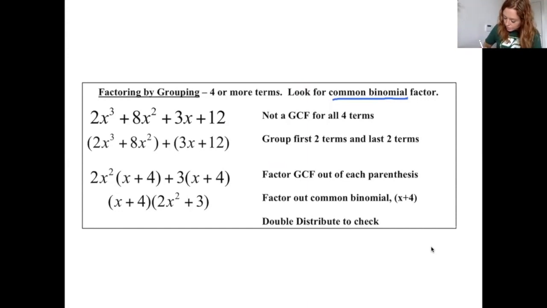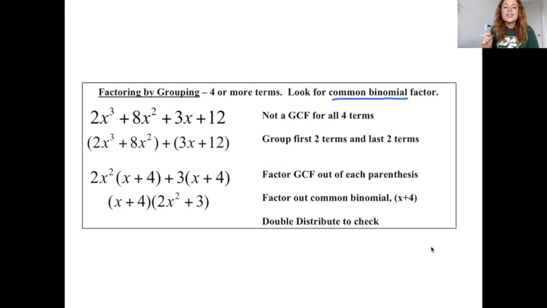Okay, so there's 2, 8, 3, and 12. Those don't have a greatest common factor, just a number. I can't take that out. So instead, this time we're going to factor by grouping. So we're going to put the first 2 together. That's where these parentheses came from.